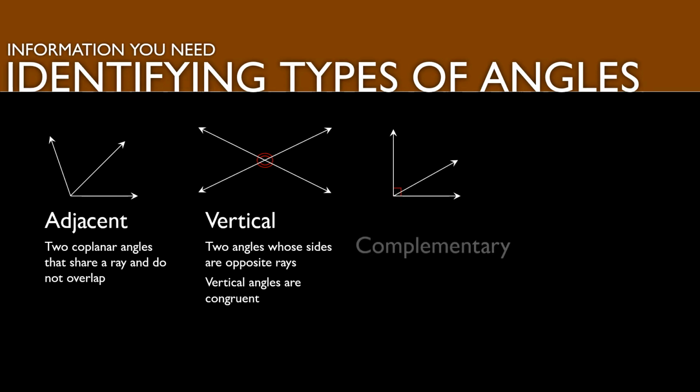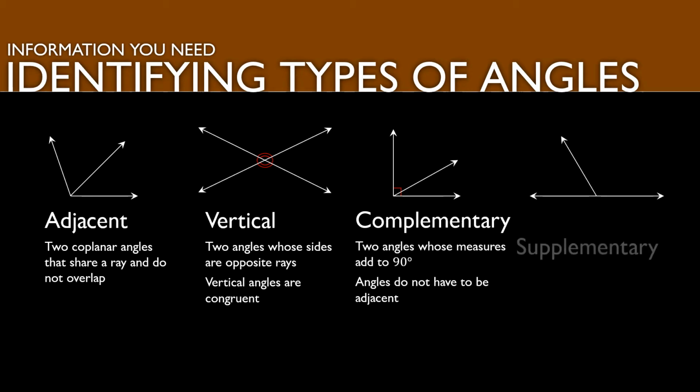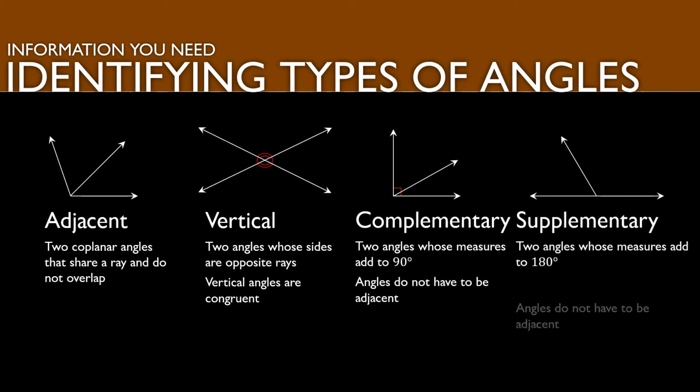Then we have complementary angles. Complementary angles are two angles whose measures add to 90 degrees. To be complementary, they do not have to be adjacent. So we could have one way over there and one way over there. As long as they add to 90, they are complementary. The final angle pairing is supplementary: two angles whose measures add to 180. And just as you had with complementary angles, supplementary angles do not have to be adjacent.